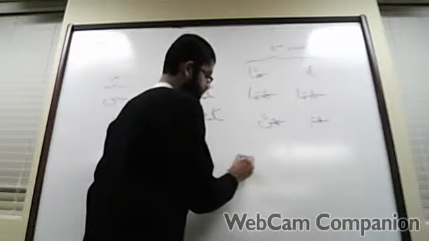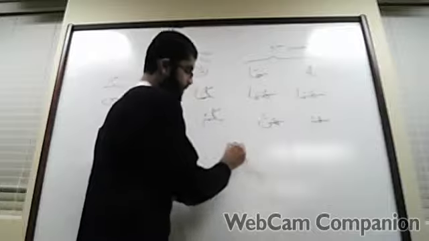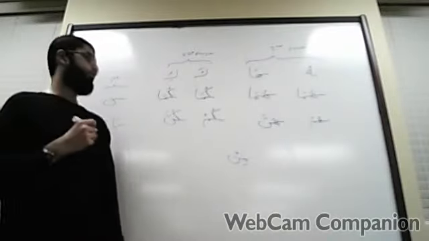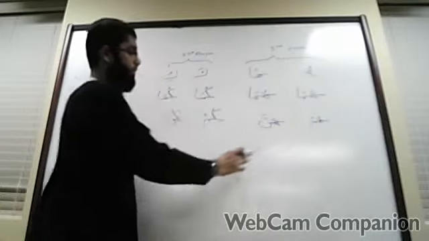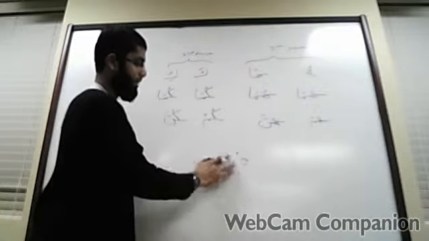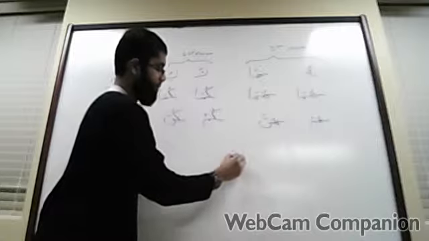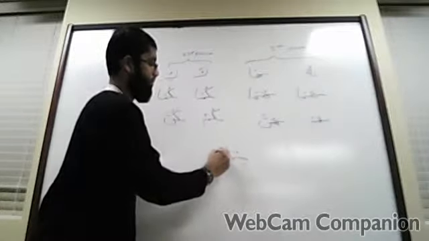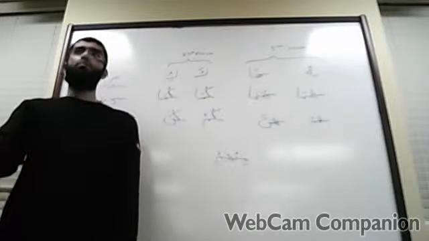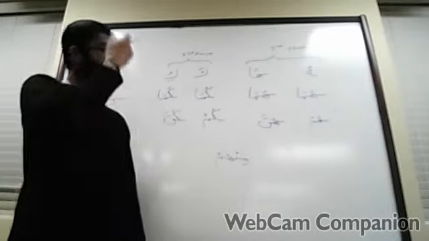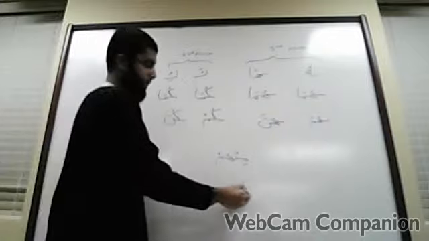Prepositions, right? So we did the example of min. Min means from. If I want to say from them, I just attach hum to min. So I'm just gonna make this min hum. Okay, so min hum means from them. And then you can do that for all the other prepositions.